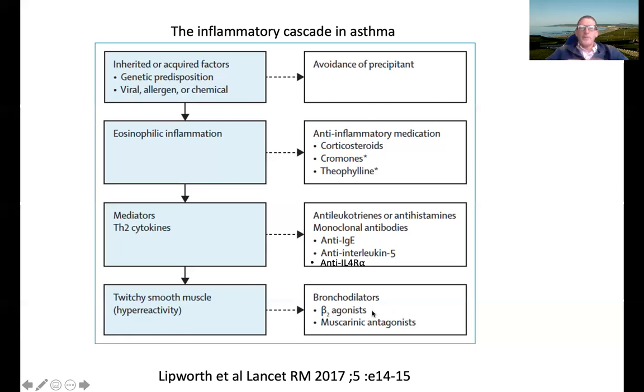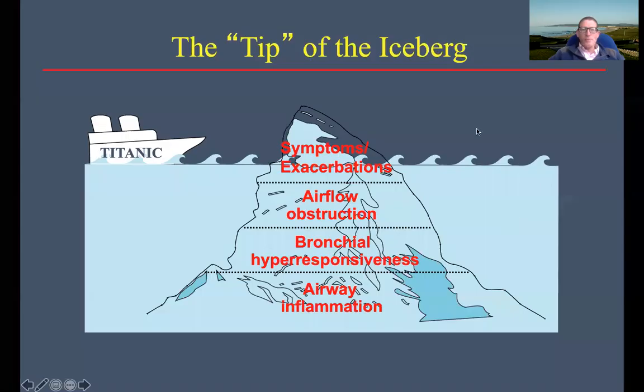In other words, the amount of beta agonists that the patient uses, the amount of short-acting beta agonist reliever, is actually a very sensitive marker of whether or not you've switched off the cascade. So dampen down the cascade, minimize short-acting beta agonist use is the lesson here.